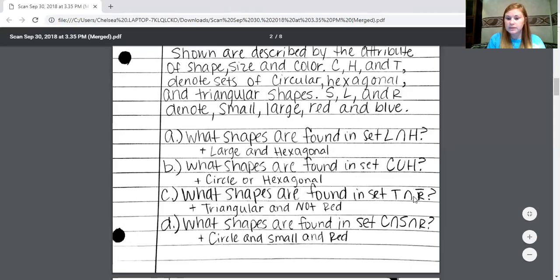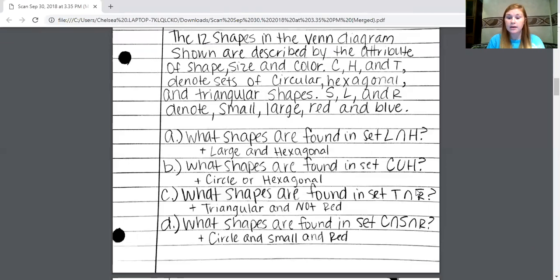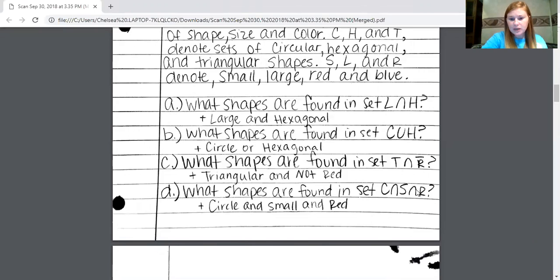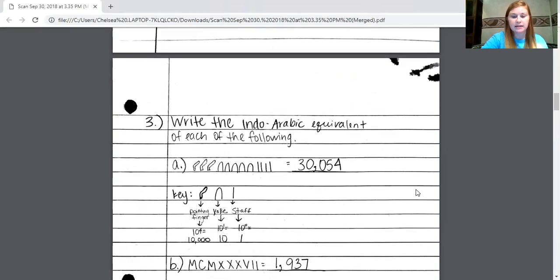C is a little bit different. We see the R with the line above it. Again, that just means anything that you see in your universe, your set there, that is not an R. R stands for red, so it's going to be anything that's triangular and not red. So if it's a triangle and it's not red, we will list it. Same thing for D. We'll do exactly the same there.